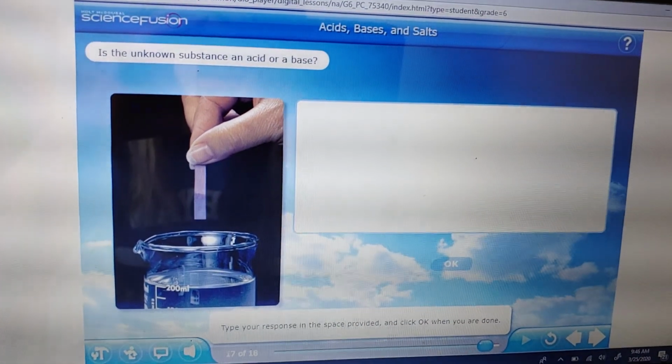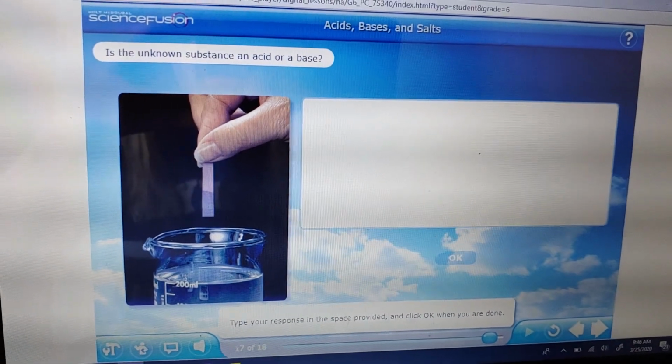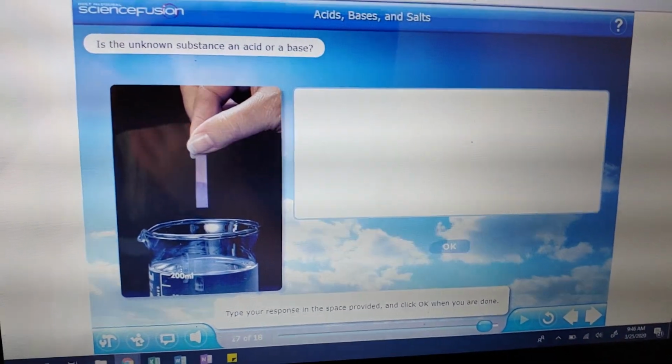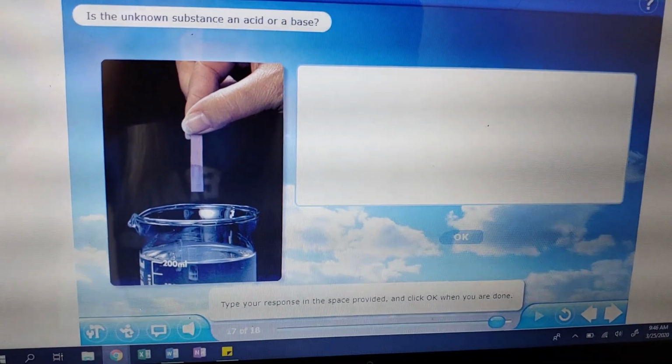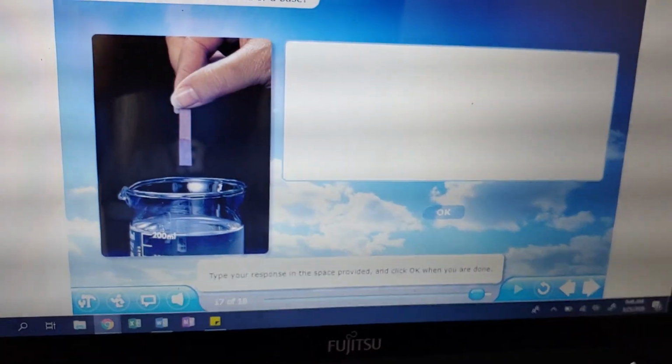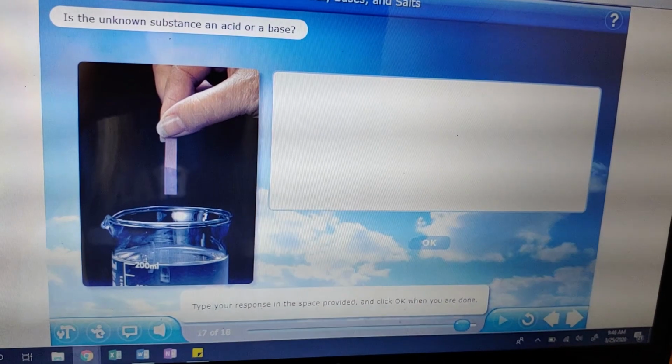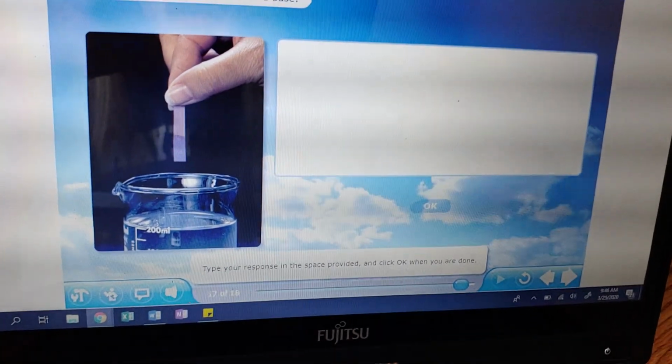Well, it is a base. You see that's turning blue. It's slippery. So it's probably shampoo or something similar like that. So that answers that question.